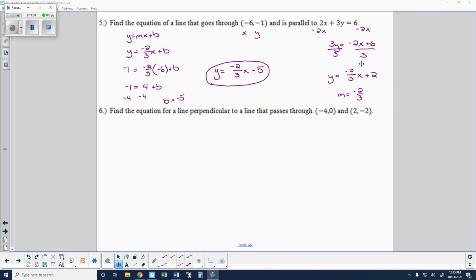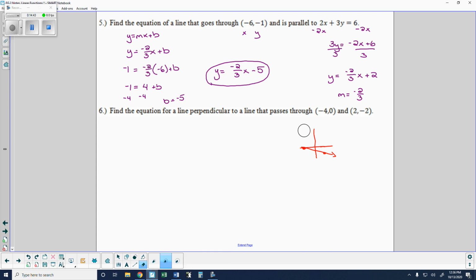Now the same idea can carry forth if we have perpendicular lines. It says find the equation for a line that is perpendicular to a line that passes through negative 4, 0 and 2, negative 2. So it didn't give us a full equation this time. It told us that there's some line, and this is a rough sketch, through negative 4, 0 and 2, negative 2, and we want a line that's going to be parallel to this, or sorry, perpendicular to this.